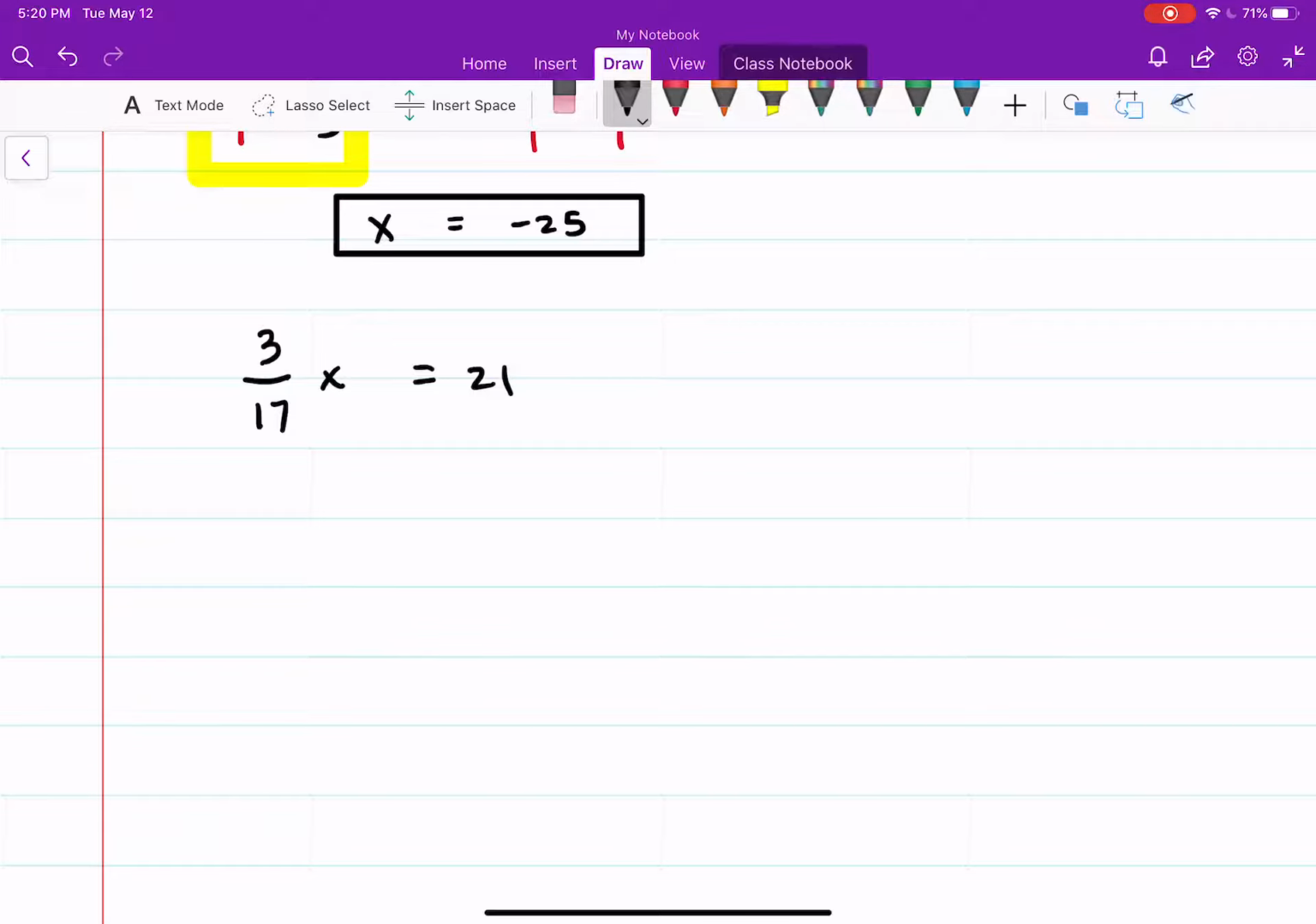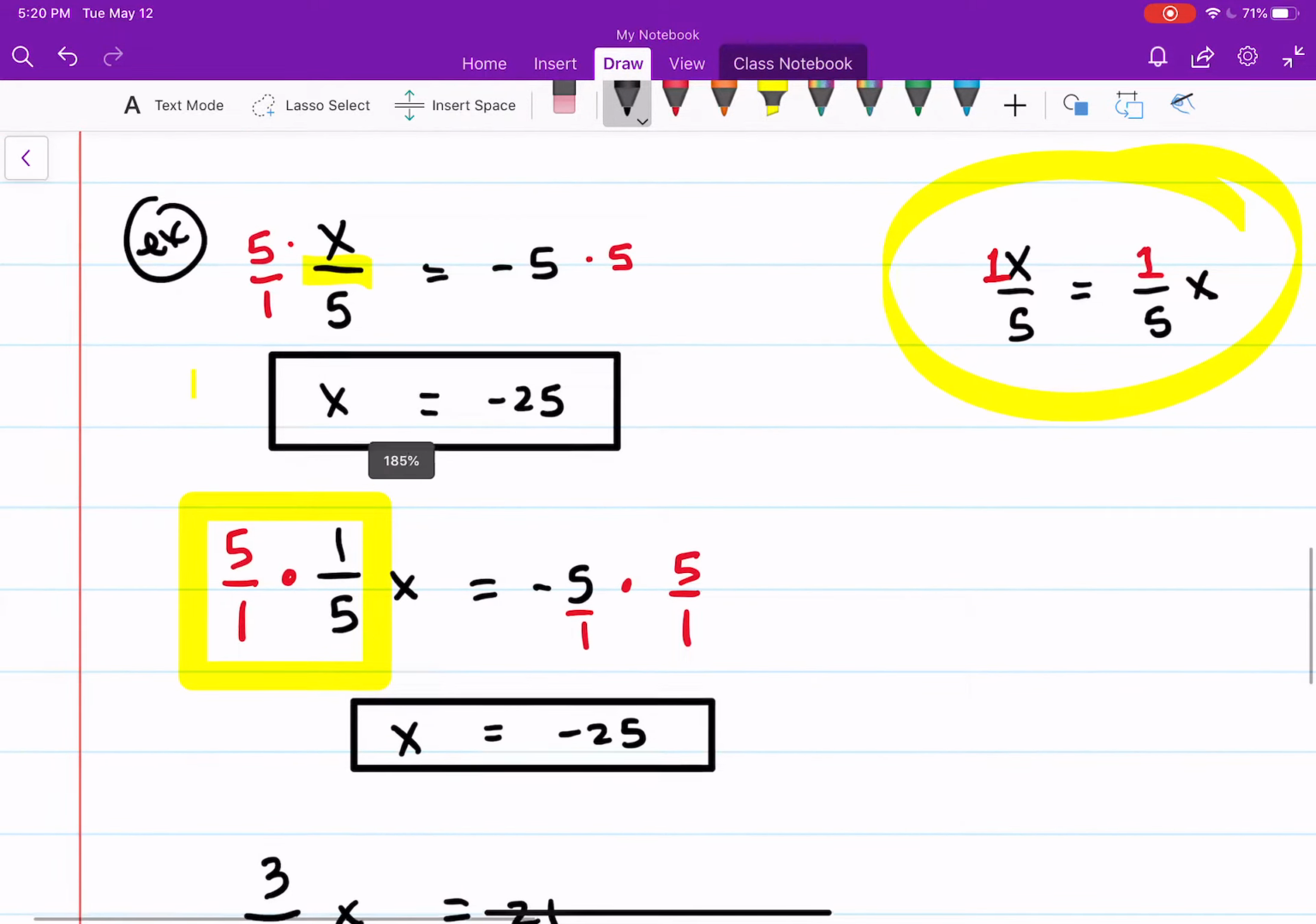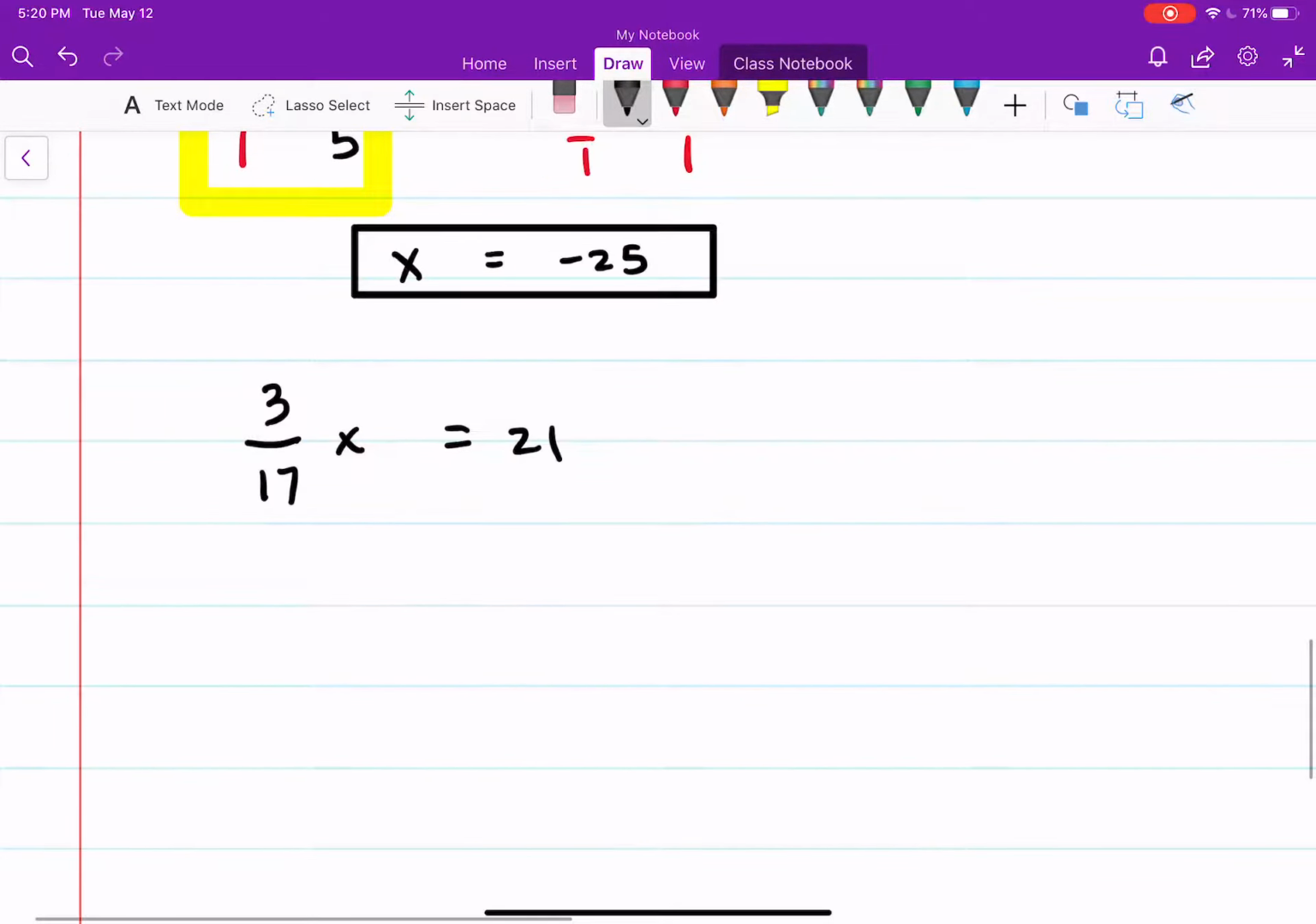Perfect example to do it. So this one you had two ways of doing it, right? We could just multiply by 5 or multiply by 5/1. Really the same difference. Over here, again, same thing.